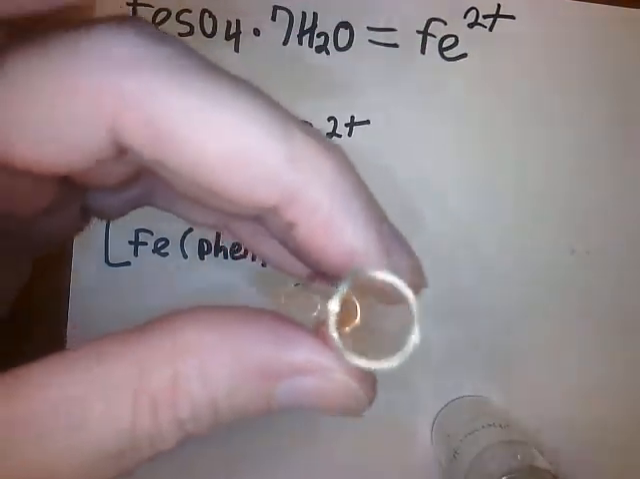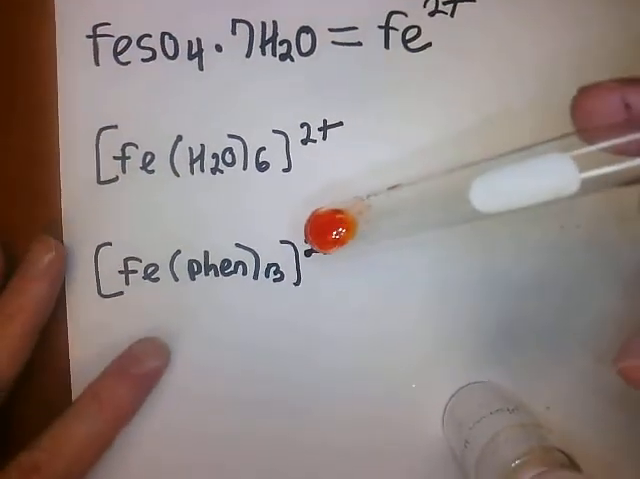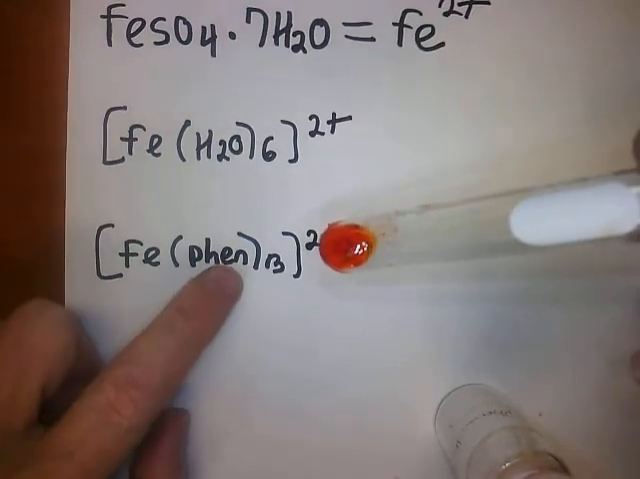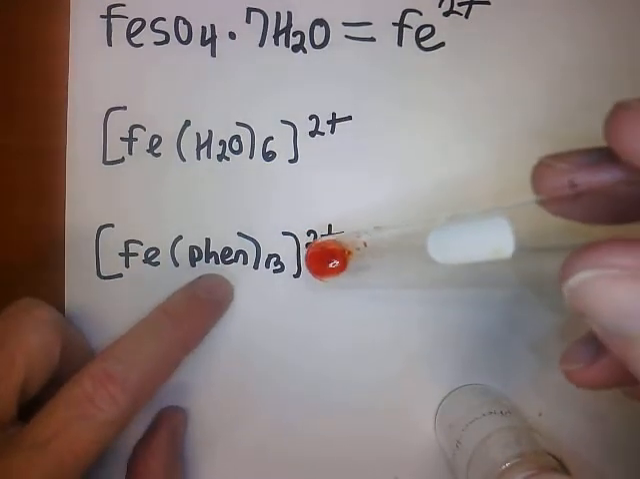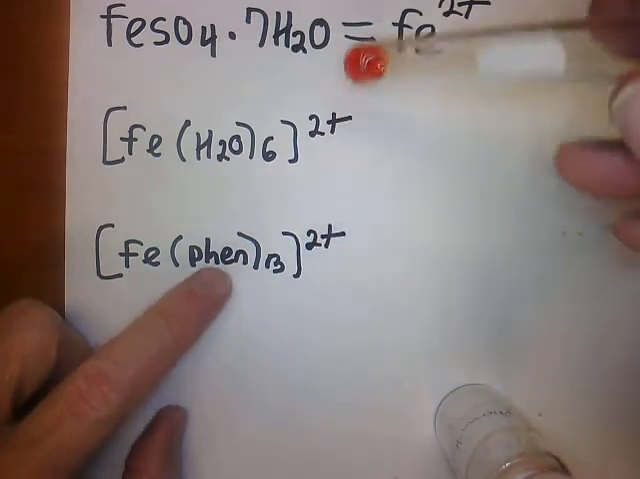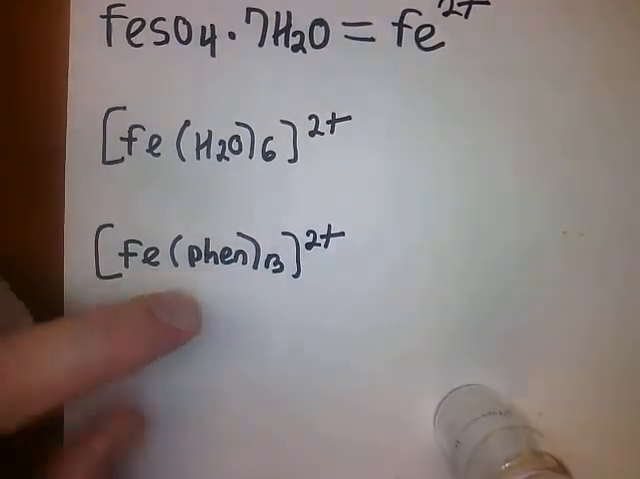And you see a pretty big color change to this orange-red complex ion. So that's basically forming the tris 1,10-phenanthroline compound. That's the only two that we're going to look at for iron 2.